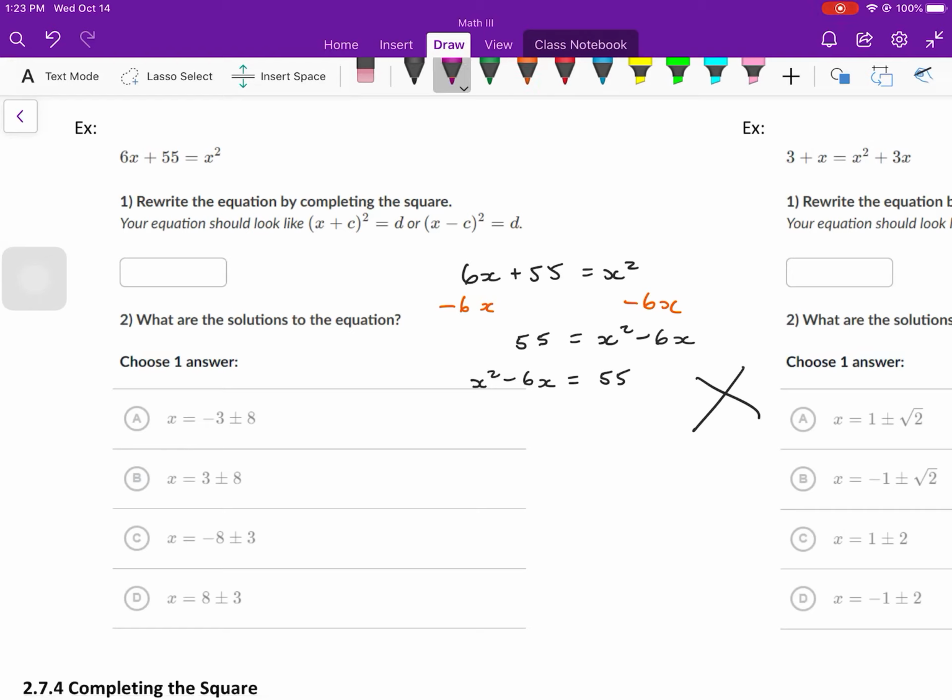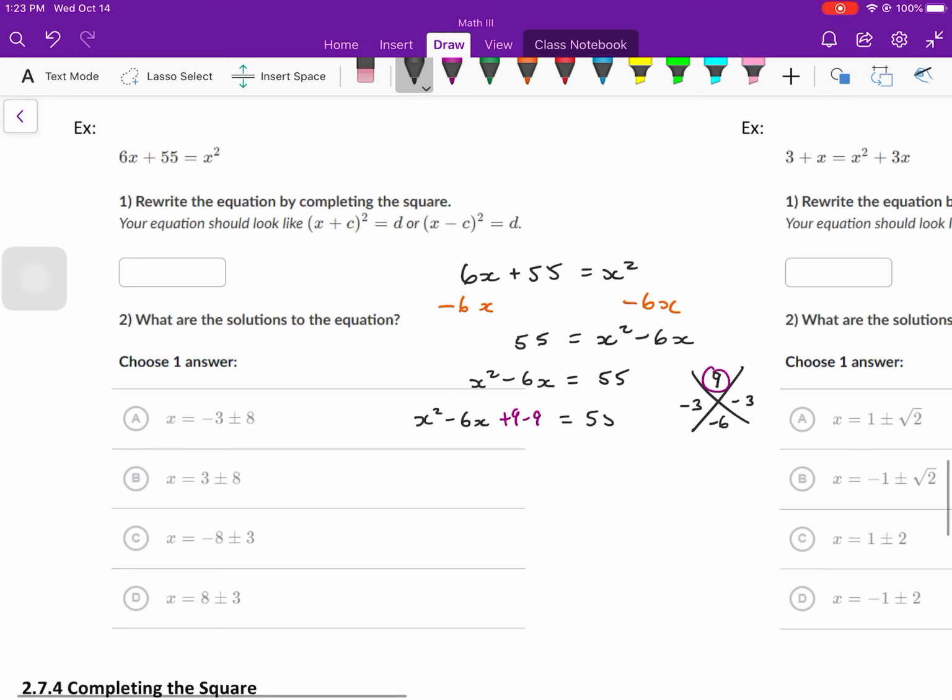So if b is negative 6, then divide that by 2 is negative 3. Negative 3 times negative 3 is positive 9. So 9 is the magic number this time. And these first 3 terms, notice it's always going to be the plus first. That's what you want to have. This is the perfect square that factors down to x minus 3, or otherwise known as x minus 3 squared.